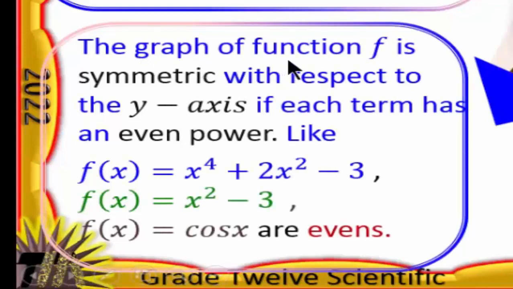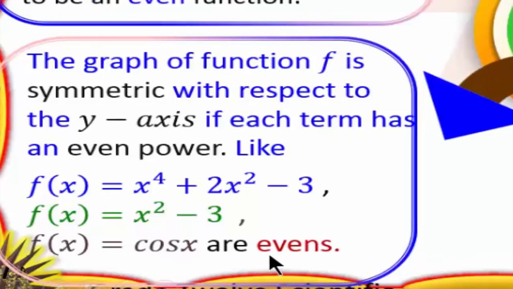The graph of the function f is symmetric with respect to the y-axis if each term has an even power, like f(x) equals x to the power 4 plus 2x squared minus 3, f(x) equals x squared minus 3, f(x) equals cosine x, are even functions.